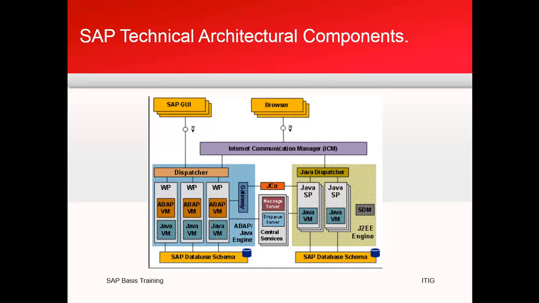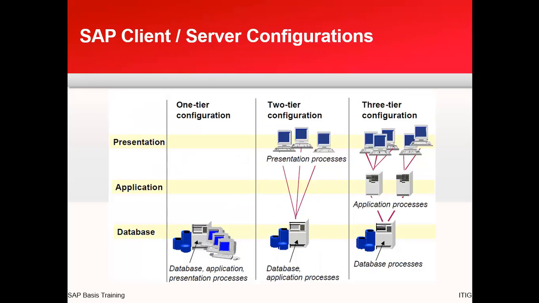On the ABAP side you connect from SAP GUI to the dispatcher, and the dispatcher in turn connects to the work process. The work process, if required, will connect to the database schema. The connection between ABAP and Java is done through JCo. In the middle you can see one of the core components, where you have the message server and the enqueue server. This is called the central services instance.